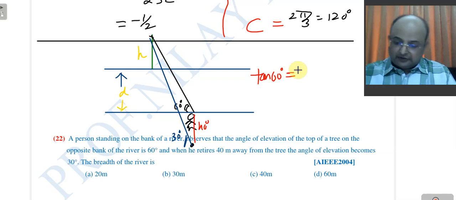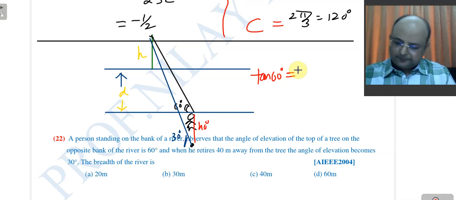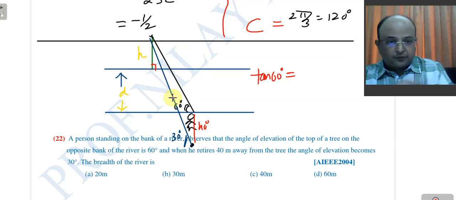Honestly, when I was in 9th and 10th, I was very scared of all these examples, but now I can play with them. Tan 60 degree is h upon this, of course this is your right angle, so you can help me. Tan 60 degree is h upon this is your d. You may think that it goes across, but d is straight.